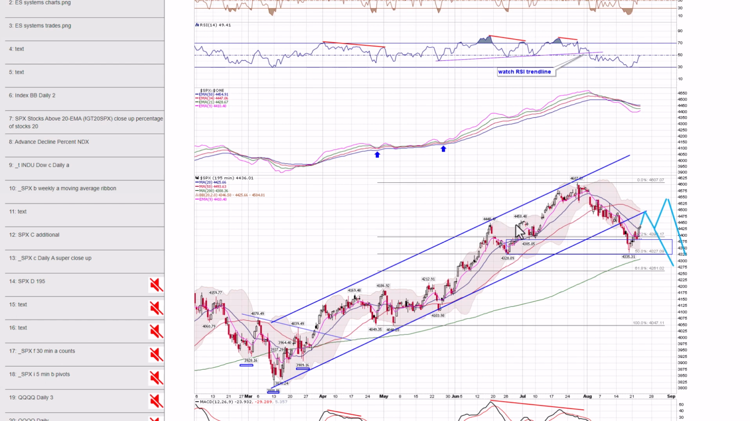Also, I'm not going to discuss it much now, but you can almost see how a slanted head and shoulders pattern could form here. Again, it would be a slanted head and shoulders, but you could see how that could potentially manifest as well. All right, moving on.